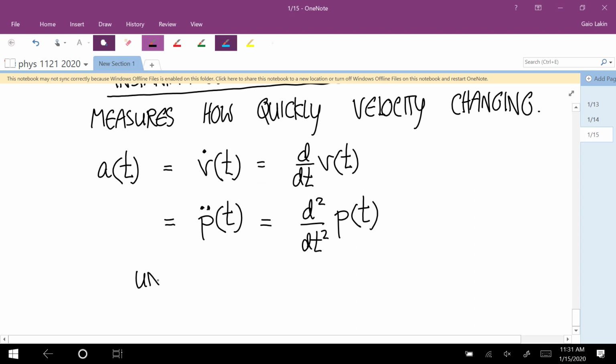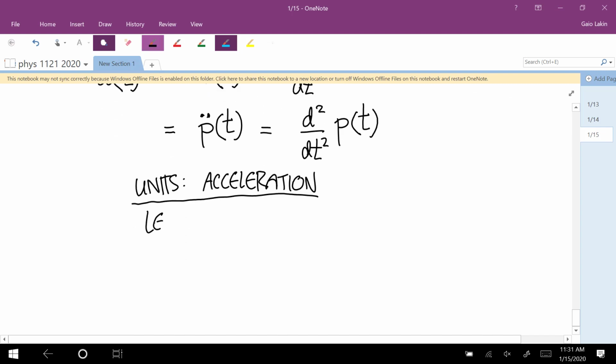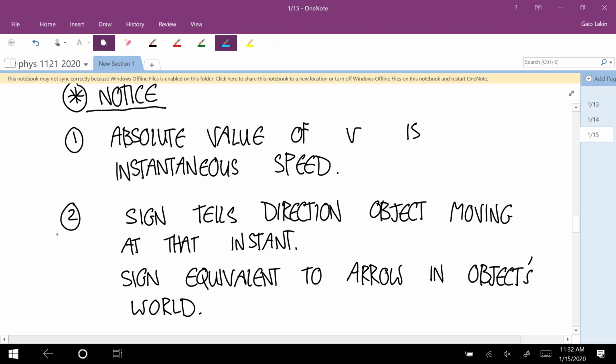The units for acceleration are length over time squared. And that means that the SI units are meters per second squared. And let me go back here for a sec.